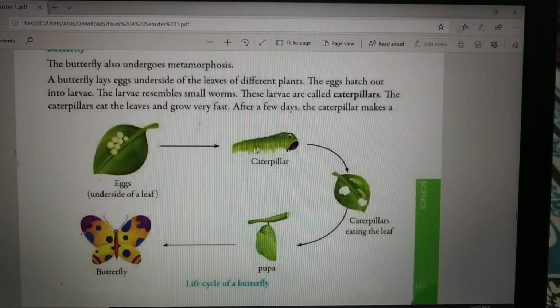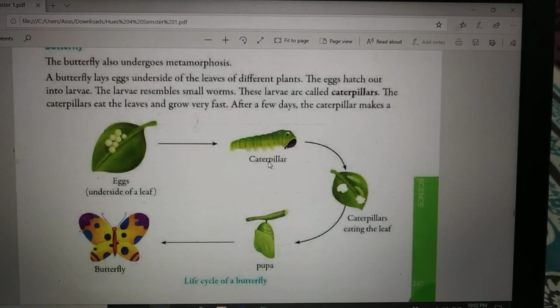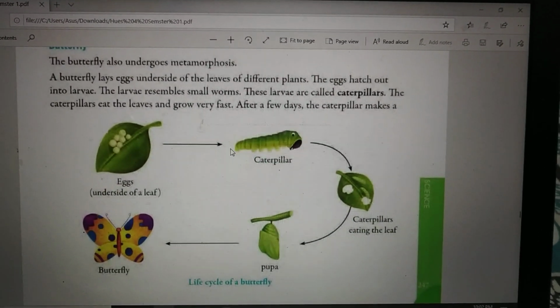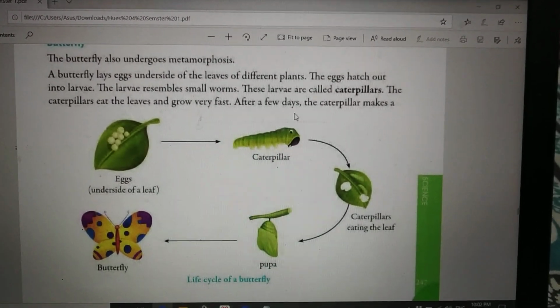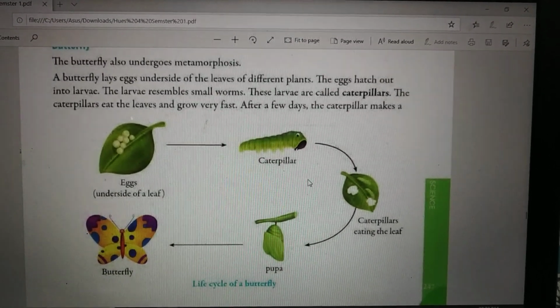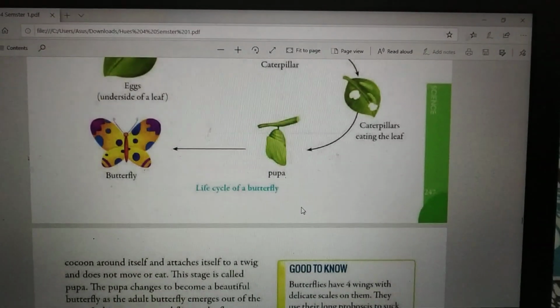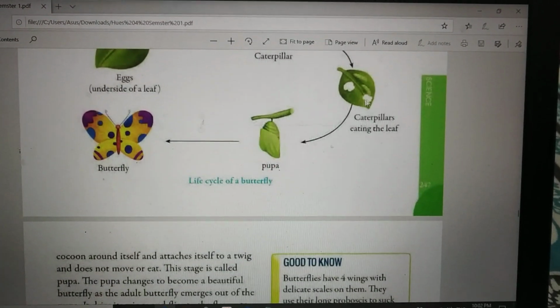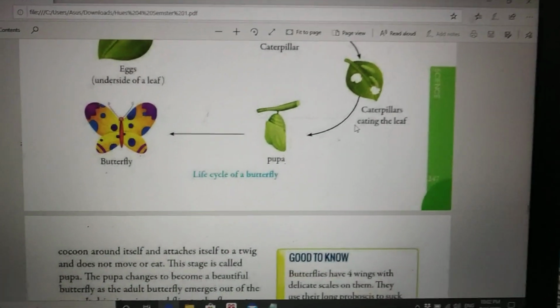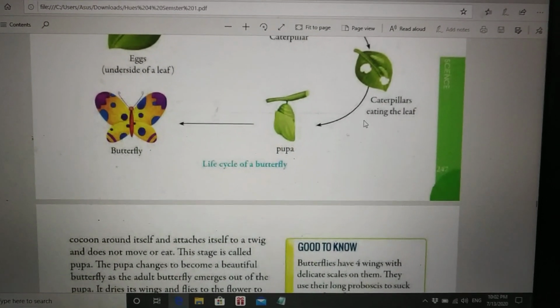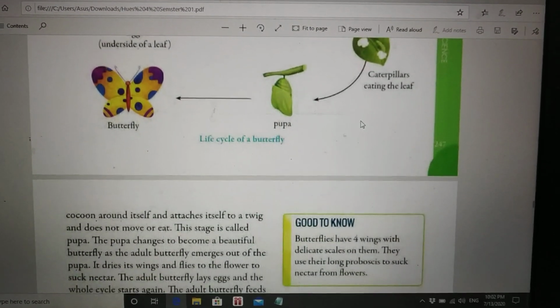They are very fast eaters of green plant leaves. The caterpillars eat the leaves and grow very fast. After a few days, the caterpillar makes a cocoon. You can see it making a cocoon. That is a covering around itself, and it attaches itself to a twig.